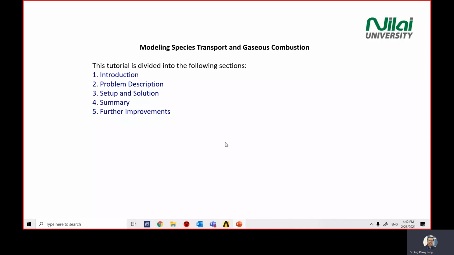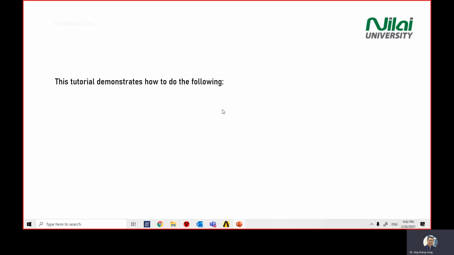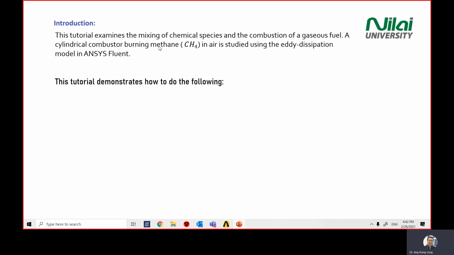Okay, today we're going to look at another tutorial using ANSYS. Today we're going to model a combustion process. We will look at the chemical species transport and what happens to the gas in the combustion. So today we're going to look at the combustion process of methane, or CH4, in air.